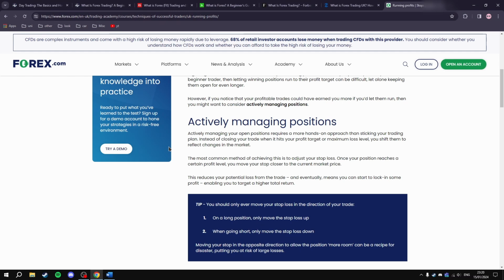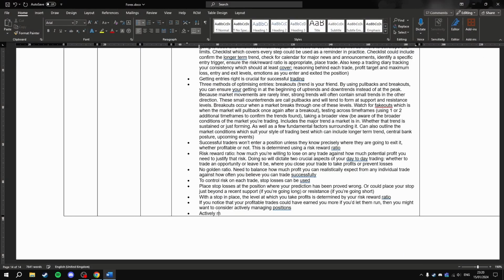Actively managing your positions requires a more hands-on approach than sticking to your trading plan. Instead of closing your trade when it hits your profit target or maximum loss level, you shift them to reflect changes in the market.